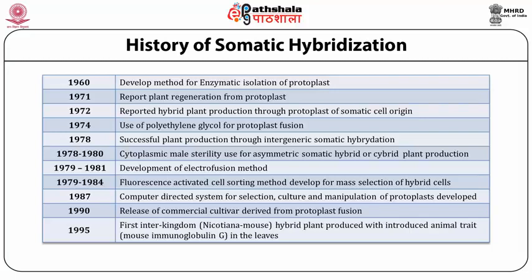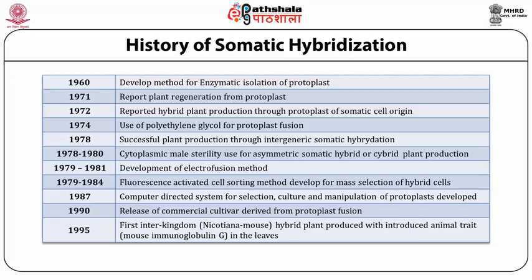Thereafter, it was Cocking in 1960 who developed a method for enzymatic isolation of protoplast. In the following years, in 1971, there was a report of complete plantlet regeneration from protoplast. And thereafter, in 1972, it was shown that a hybrid plant can be produced through protoplast fusion. So you fuse somatic cells with naked somatic cells. That is what somatic hybridization is, and you can get a complete plant out of it. Of course, there again it was at the mercy of what was happening.